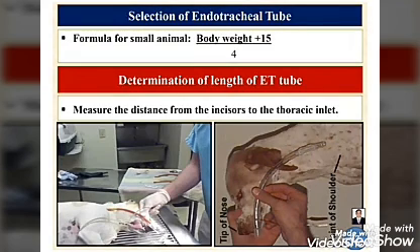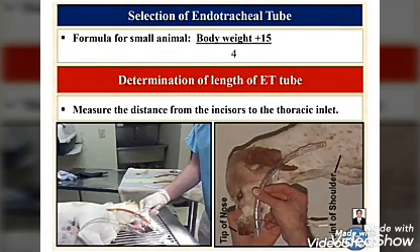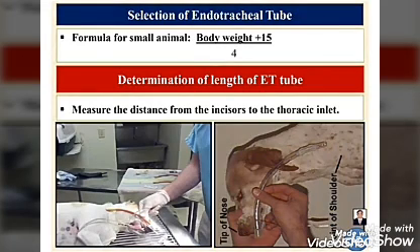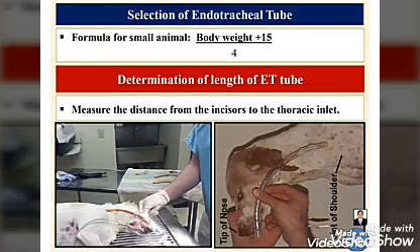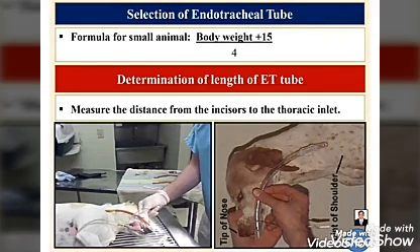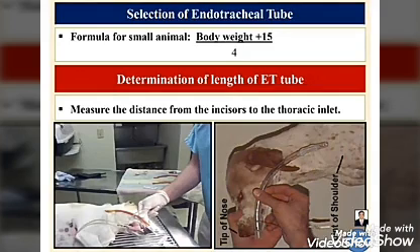Then the next step is to determine the length of the ET tube. How to determine the length of the ET tube? By measuring the distance from the incisor to the thoracic inlet. First measure the length from the incisor to the thoracic inlet, and then mark it with a marker at the side of the incisor. Only this length should enter the respiratory tract.